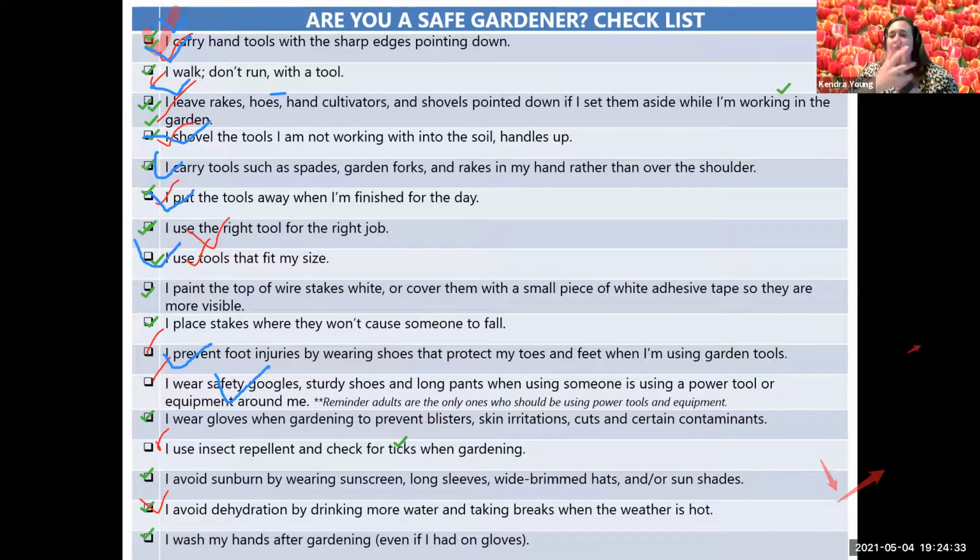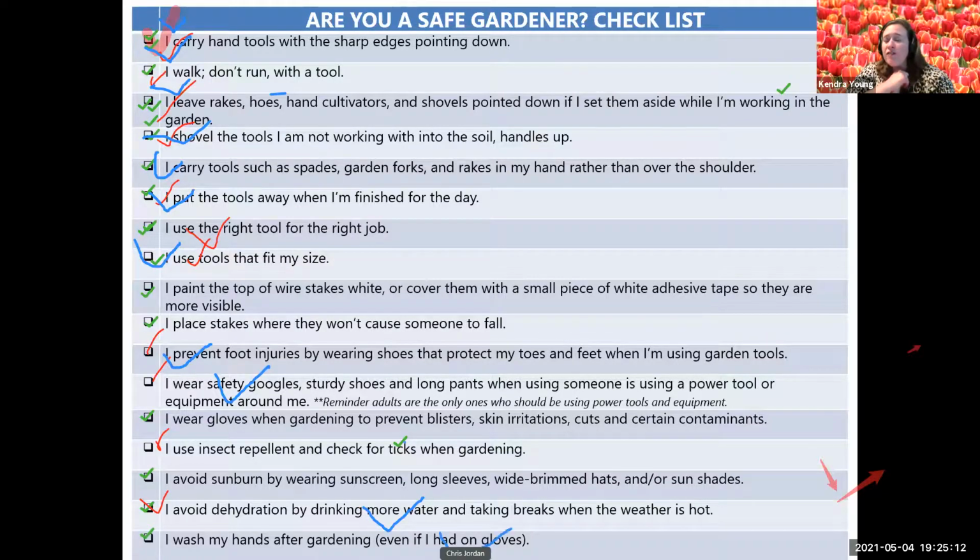I wear gloves. I don't always wear my gloves, but if I'm working for a long time, I do, because I want to make sure I don't have any blisters or any kind of cuts. And when you're outside, you always want to make sure you have insect repellent and sunscreen on so that you are protected from the sun. So whether that be long sleeves or a big hat, your sunshades. And you always want to remember to drink lots of water and take breaks when it's hot outside, because you can overheat really quickly in the hot sun.